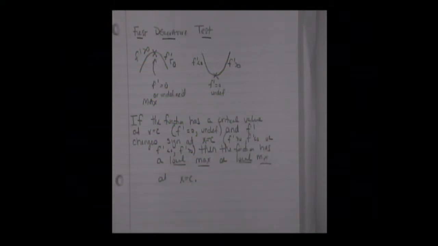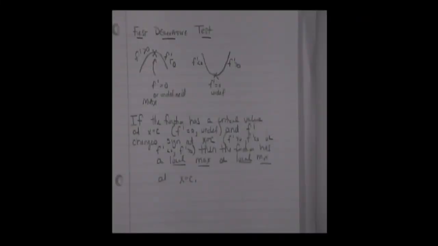at x equals c. So if a function has a critical value at x equals c, in other words, the derivative is 0 or undefined, and the derivative changes sign at x equals c, in other words, we go from positive to negative or negative to positive, then the function has a local max or local min at x equals c. Again, most of you are probably sitting there going, so what?